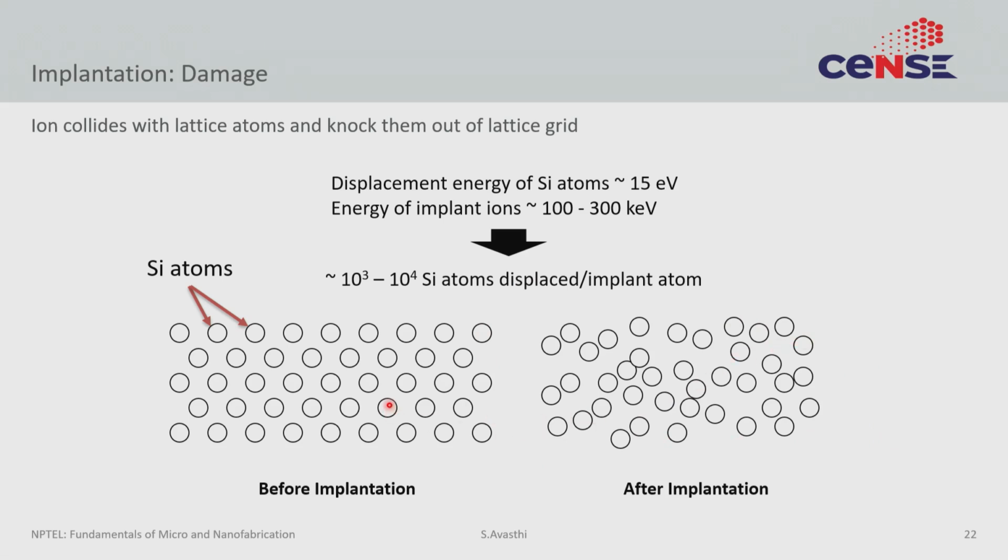If you just do some simple math, the displacement energy of moving a silicon atom is around 15 eV, okay. And you are shooting it with ions of energy say of 100 keV. So, now this is 15 eV, this is 100 keV. So, this is around 1000 to 10,000 times different. So, on an average, one implanted atom which is coming in at an energy of 100 keV will end up displacing around 1000 to 10,000 silicon atoms, right. So, that is why it has that huge damaged region.